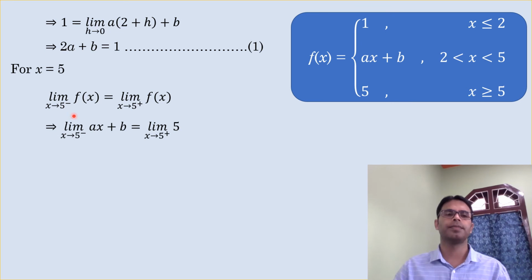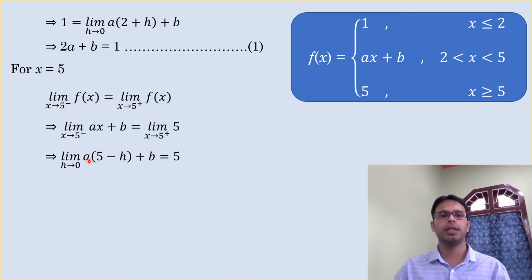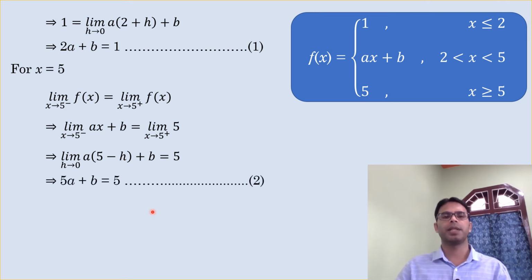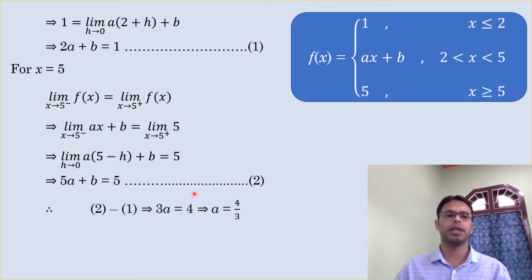So we write that line, this one, making h on the left-hand side; the right-hand side limit is 5, obviously. So limit h tends to 0, a(5 minus h) plus b is equal to 5. Using h = 0, it is 5a + b = 5. Now just solve equation number 1 and equation number 2. Subtracting 1 from 2, b will cancel, then 5a minus 2a is 3a equal to 4, so a = 4/3.